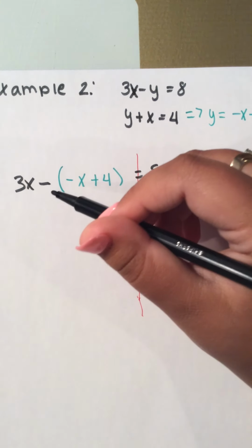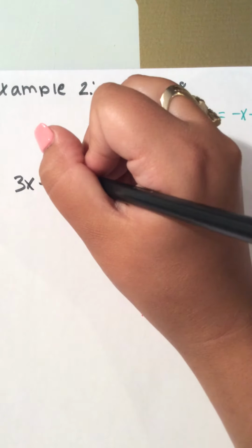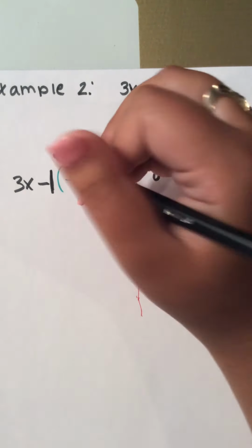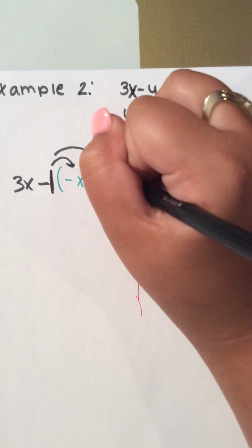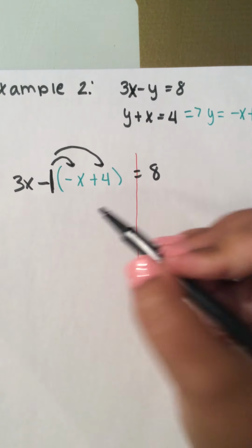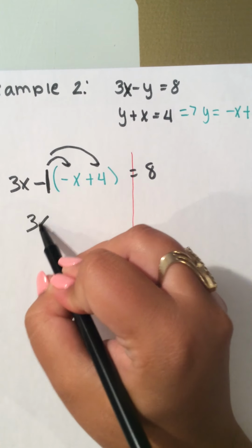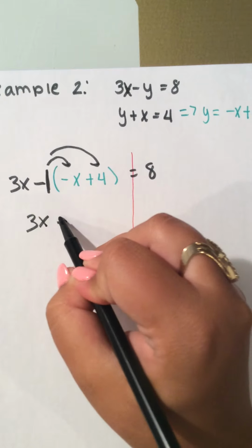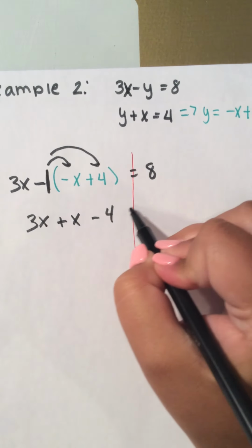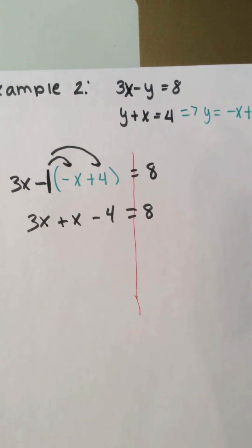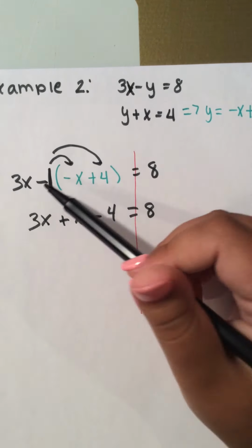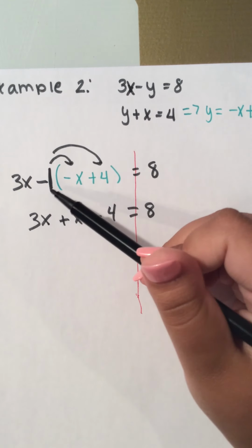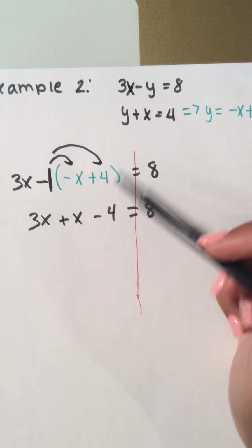But if I look here, I have this minus sign and there's really an invisible 1 right in front of here. So I'm actually going to distribute this negative 1 to each of these. It's just going to change the sign. So I'm really going to have 3x plus x minus 4 equals 8, because anything times negative 1 just changes the sign. A negative times a negative is a positive. A negative times a positive gives me a negative.